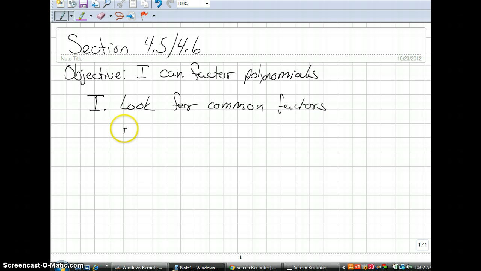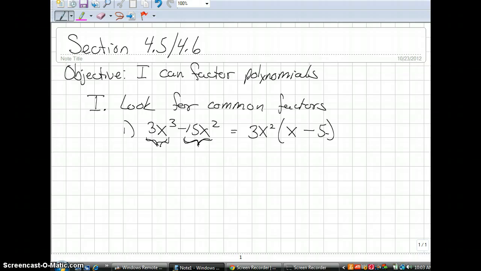So for instance, example 1, if I have 3x cubed minus 15x squared, both terms, this term and this term, both of them have a factor of 3, and both of them have a factor of x squared. So we factor that out, and then inside the parenthesis, for the first term, we have left just an x, minus, and in the second term, if we take out a 3 and an x squared, that leaves us a 5. Then we look inside the parenthesis, and that won't factor any further. Okay.